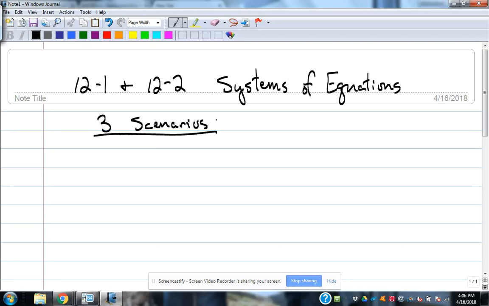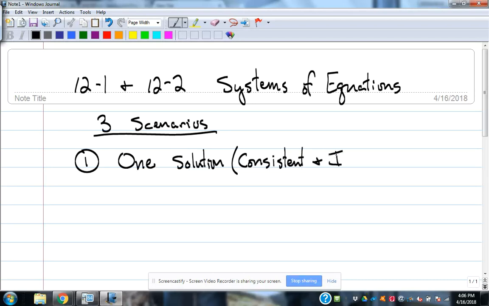that can occur with solutions. One is that it's the best case scenario that there's one solution. That's called consistent and independent. One solution. That means we have one X and one Y. If it's a 2 variable system, we have one ordered pair. That's where those 2 lines cross.